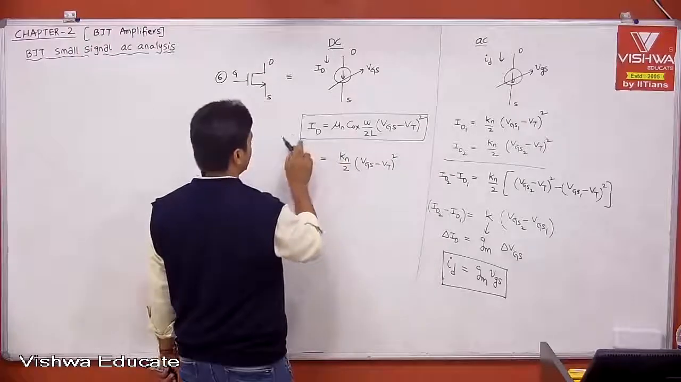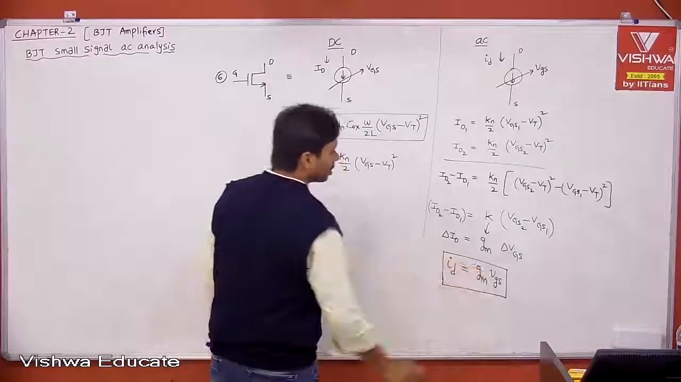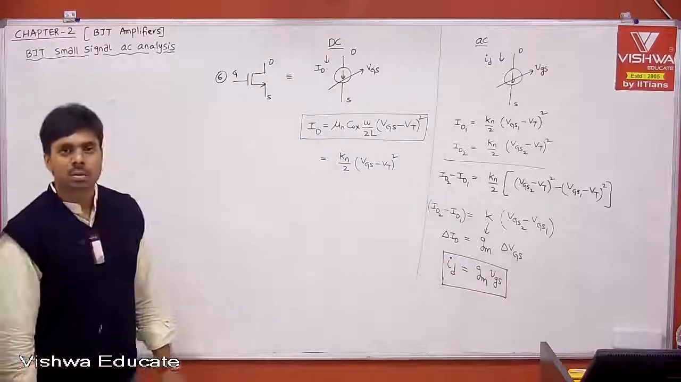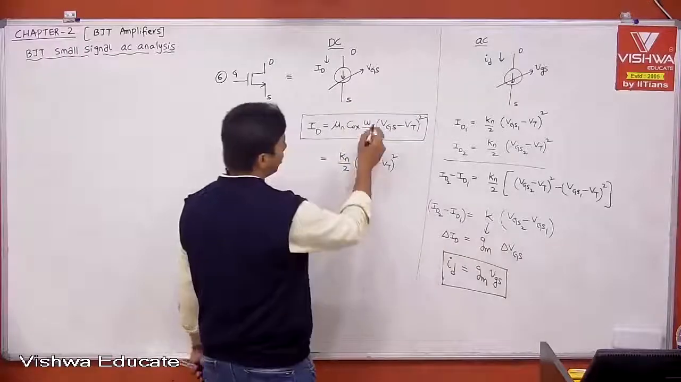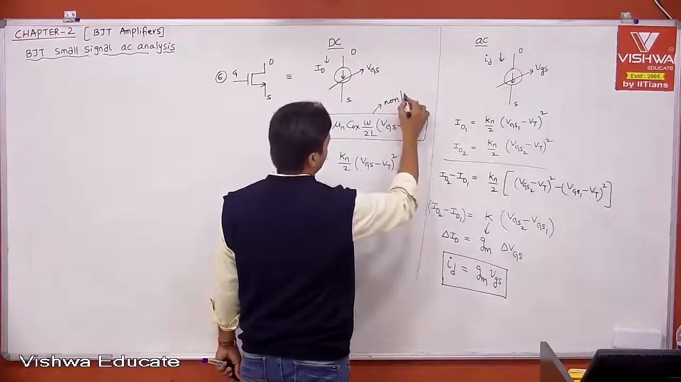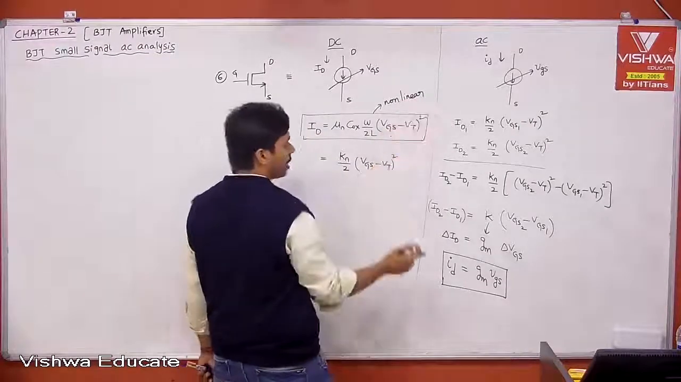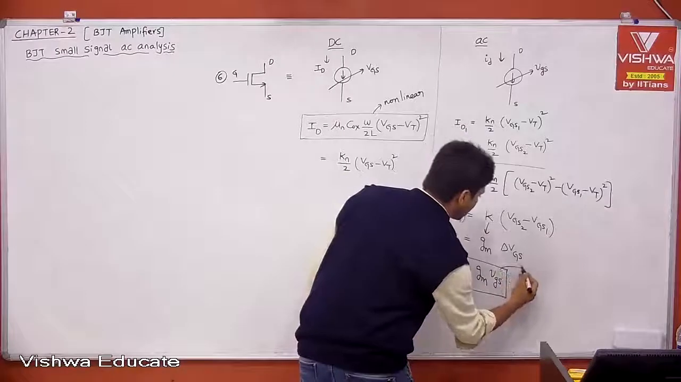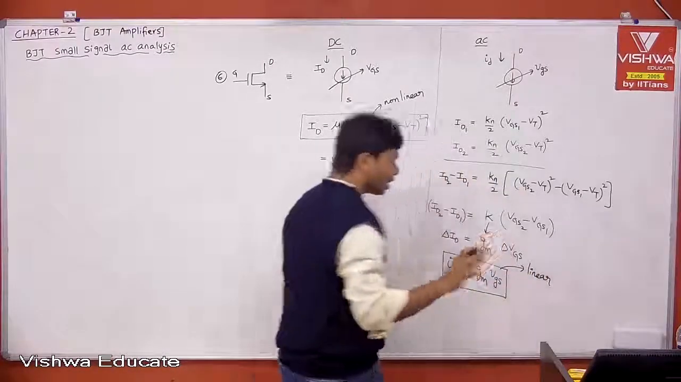That is the DC equation. But what is the change in iD because of a change in vGS? A small iD is equal to gm into small vGS. Remember, the DC equation is nonlinear because it has a square term. Yet this became linear. Why did it become linear? That is what I will explain further.